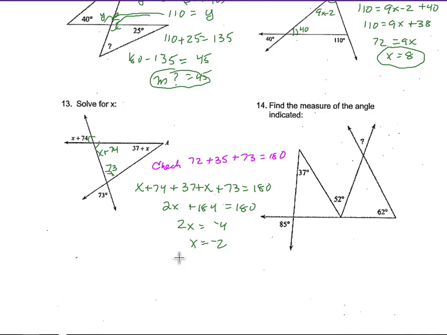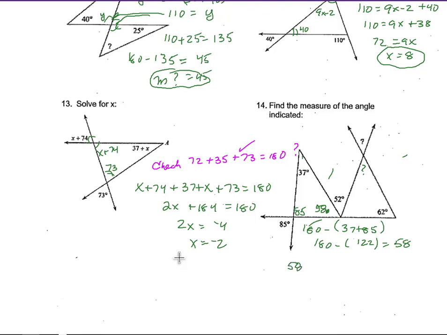And to do the check, because negative 2 is kind of a weird answer, we plug it back in and check and see if it does come out to be 180, and it does. Looking at number 14, the best place to start is to use vertical angles, so we can jump 85 into that triangle. And that with the 37 lets me know what that angle is at the bottom. When we subtract the 37 and the 85 from 180, we get 58 degrees. That's a 58-degree angle.